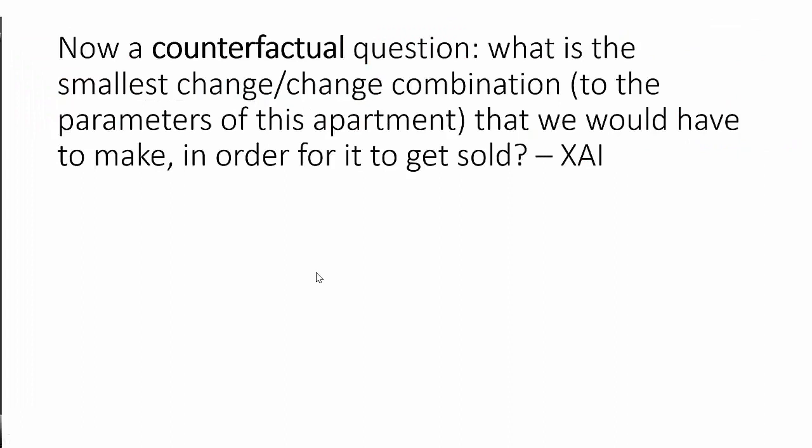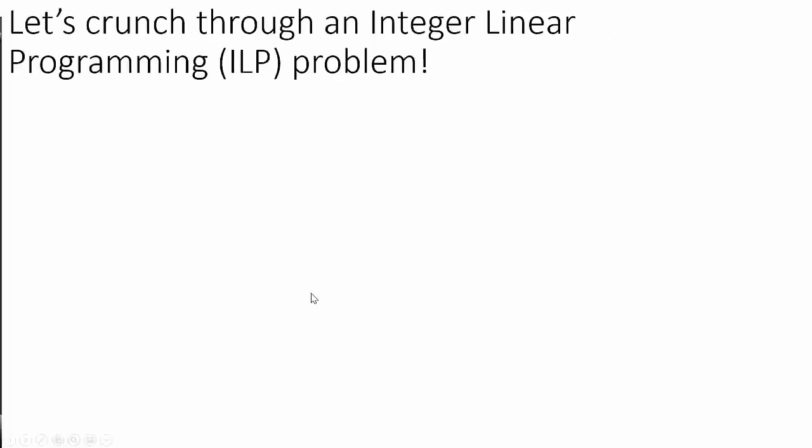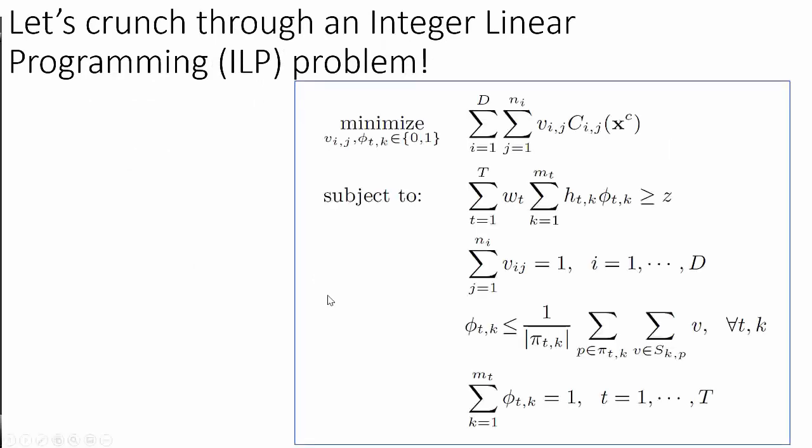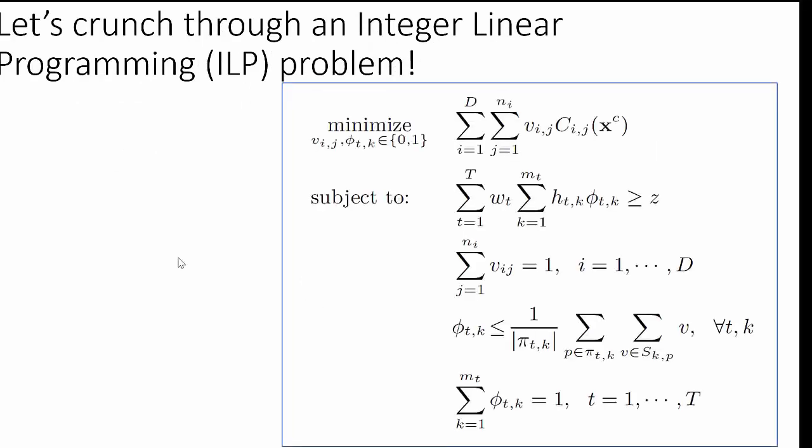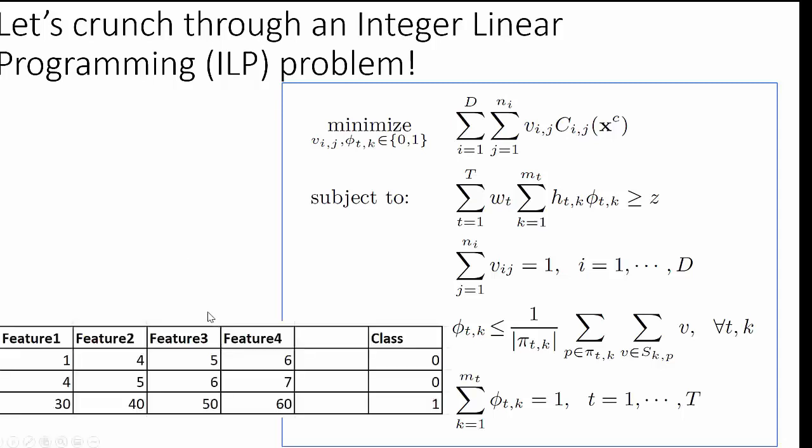And we will now come to the central question of this presentation, namely, since this apartment is not getting sold, what is the smallest change to the parameters or properties of this apartment, when it comes to real life, that we would have to make in order for it to get sold? This is essentially an XAI, or explainable artificial intelligence, question. And let's tackle it now by crunching an integer linear programming (ILP) problem put forth here.